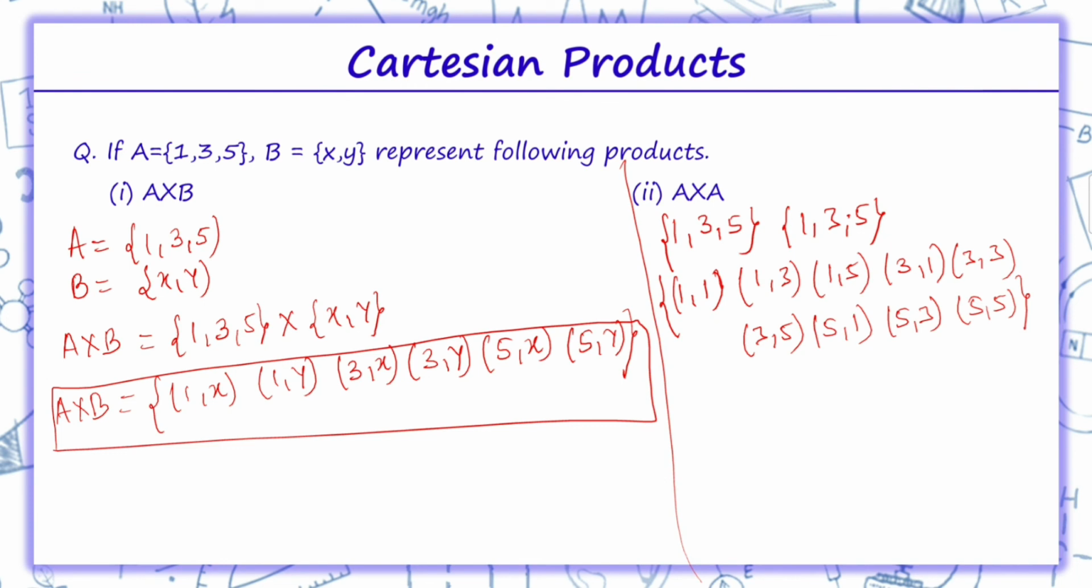So in this video we studied how to calculate Cartesian products and what ordered pairs are, with the help of this concept. In the next video we will study relations, how to represent them, and then how to calculate domain, range and inverse.